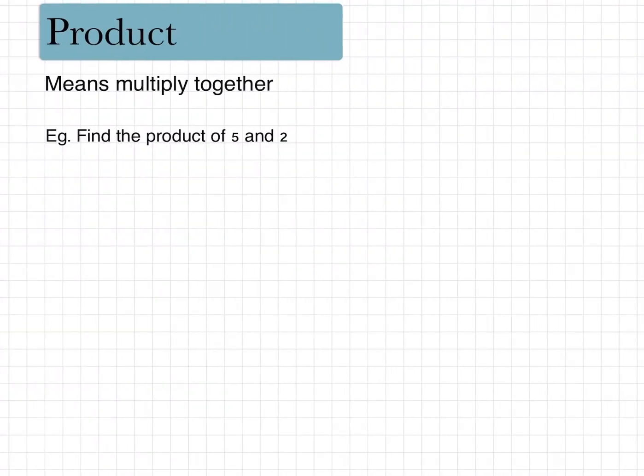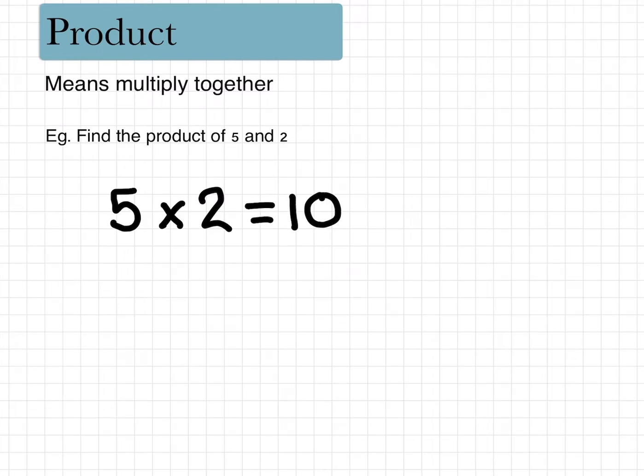First we're going to look at product. So, product just means multiply the numbers together. If it says find the product of 5 and 2, all we need to do is multiply them together. So 5 times 2 is of course 10. So the product of 5 and 2 is 10.